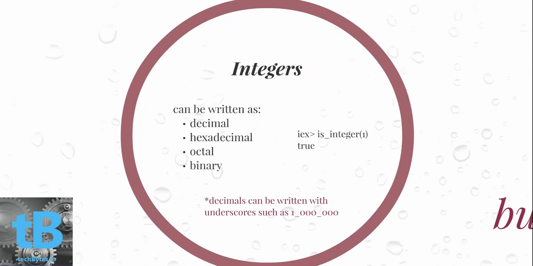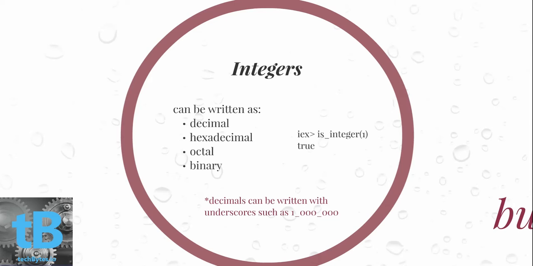Let's start with integers. Integers, which you might be used to as 1, 2, 3, can be written as a decimal, a hexadecimal, an octal, or a binary. Decimals can be written with underscores, such as 1 million or 1 billion. So 1 million can be 1_000_000, using the underscores to help the readability of this, to delineate the groups of threes.